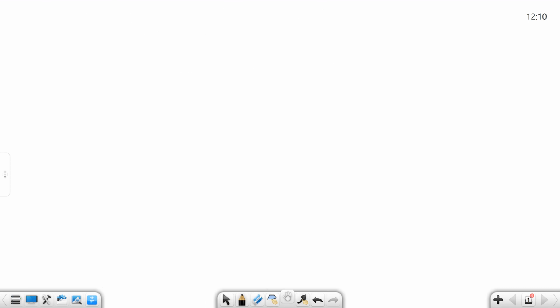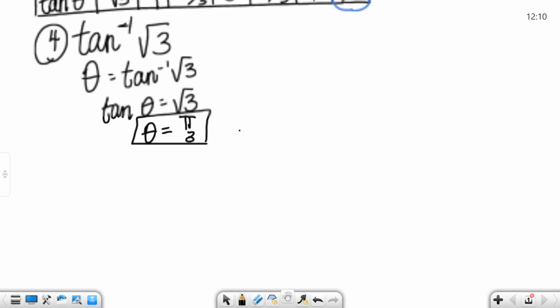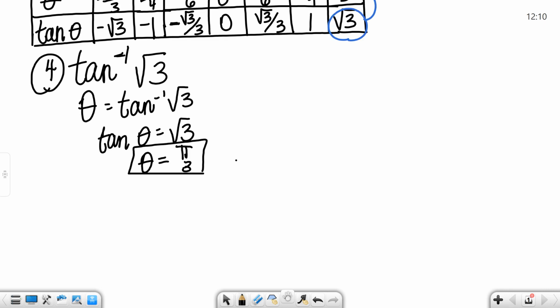Oh boy, not sure where that went. That sure did go away quickly. Alright, so theta is pi over 3, just using our table.